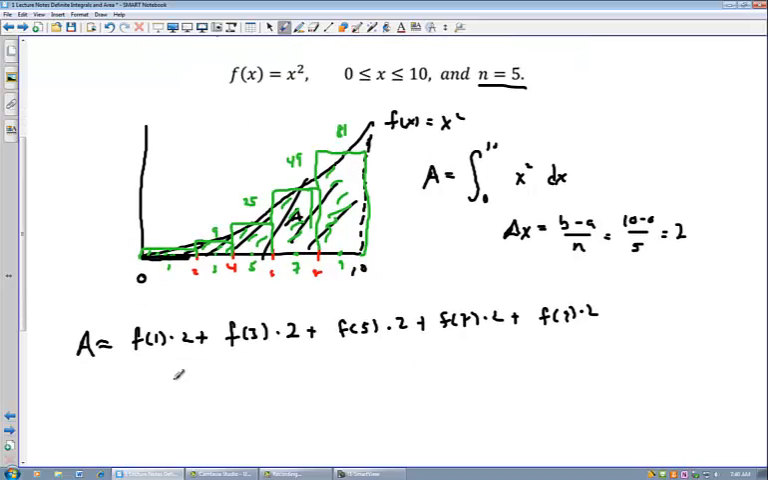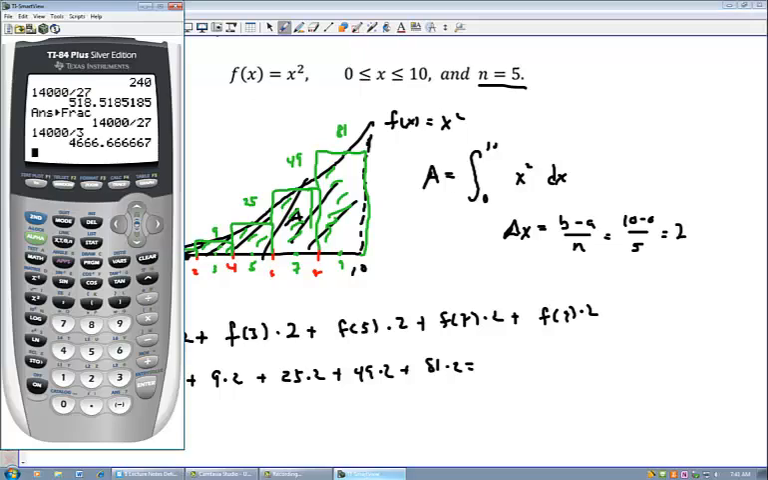All right. And then over here, this is then equal to what? Well, we plugged in 1 and got 1 squared, which is 1 times 2, plus this is 3 squared, so 9 times 2. This is 5 squared, so 25 times 2. And then plus 7 squared, so that's 49 times 2. And then plus 9 squared, which is 81 times 2.